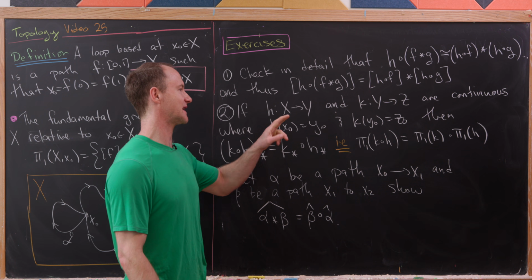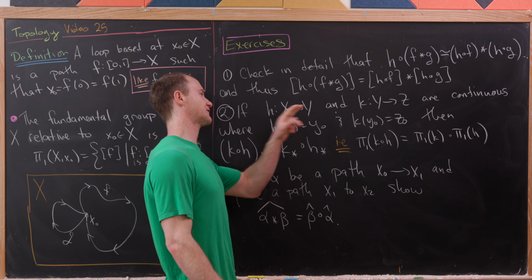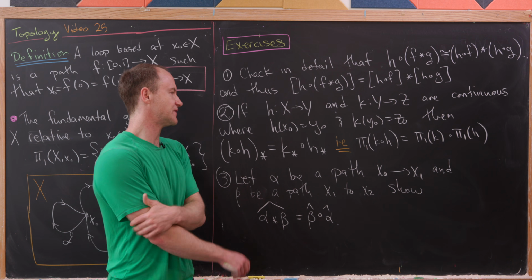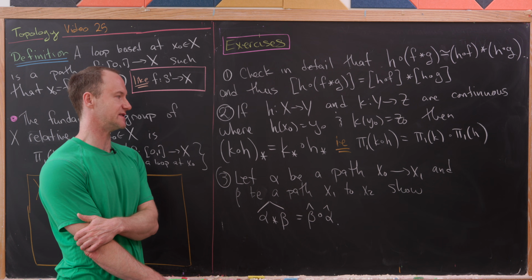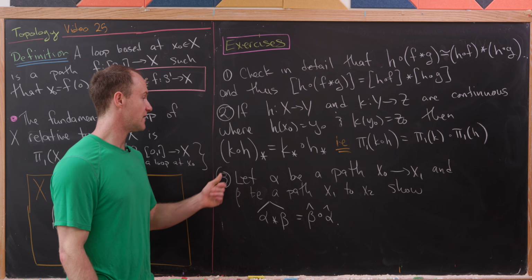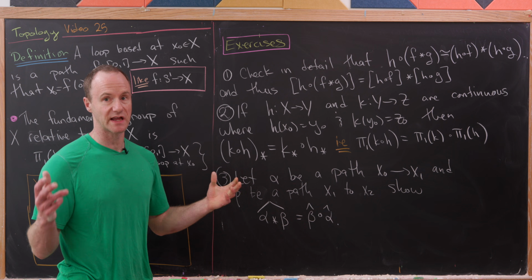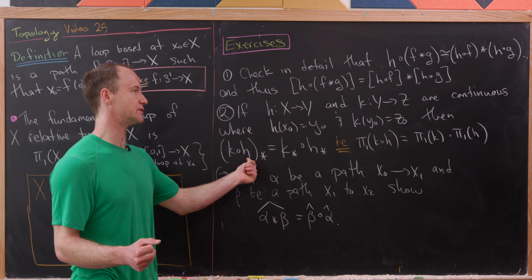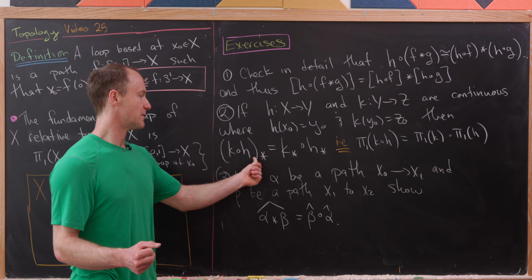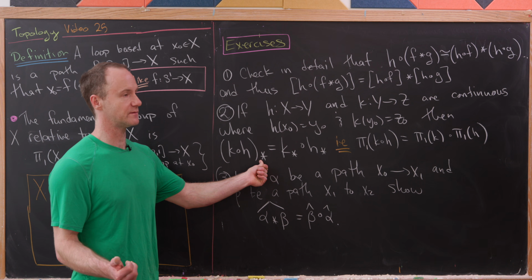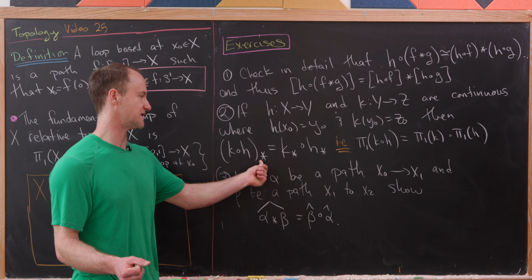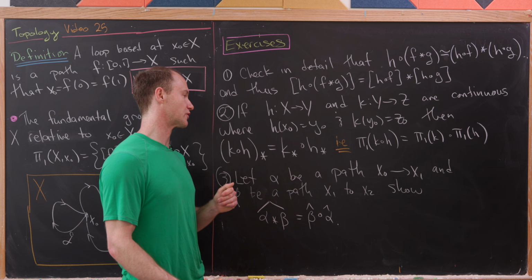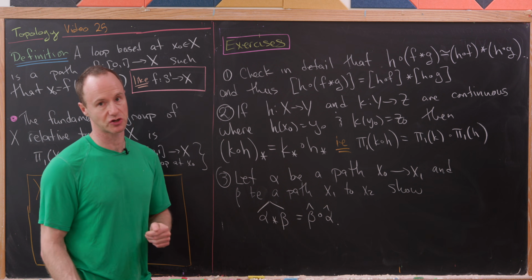So let's say that H and K are continuous functions, H from X to Y and K from Y to Z, where those are all topological spaces. Furthermore, we have H of X naught is Y naught and K of Y naught is Z naught. Then the star operation works like you would like it to. In other words, if you do K composed with H, that's going to be a continuous function from X to Z. But if you star it, you get a group homomorphism from the fundamental group of X to the fundamental group of Z. And that's equal to the composition of the group homomorphisms K star and H star.